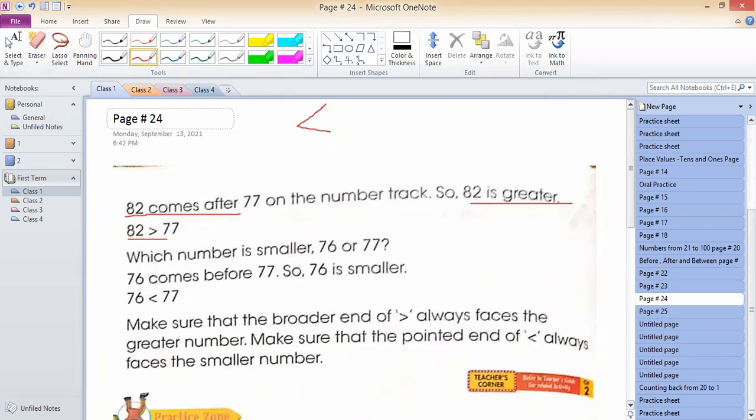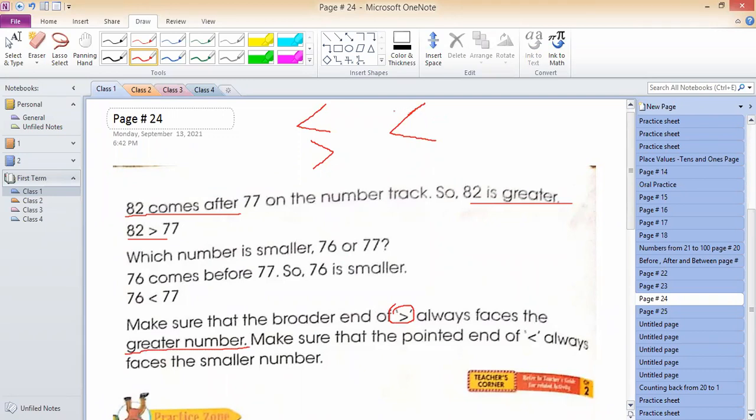These are the two signs. These two signs we use to show inequality. When things are not equal, one thing would be greater and one thing would be smaller, right? To show the inequality, we use two signs, greater than or less than. I already told you how to remember which sign is greater and which is smaller. Always remember that the broader end, or the mouth, of this sign always faces the greater number.